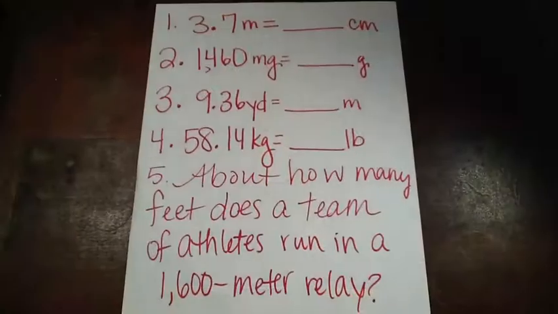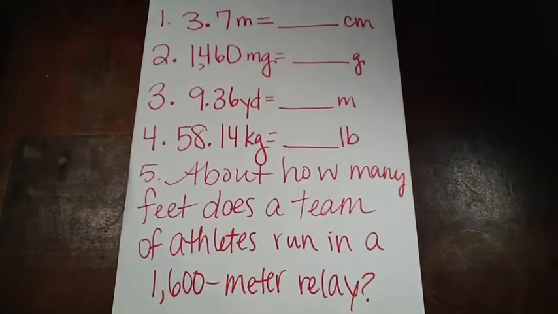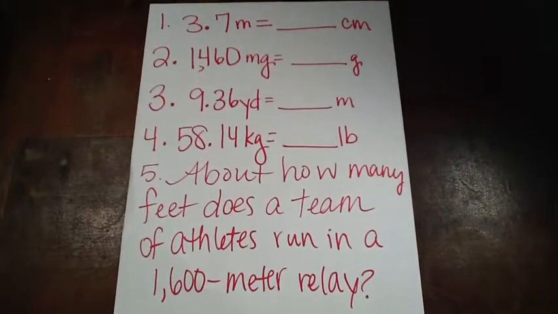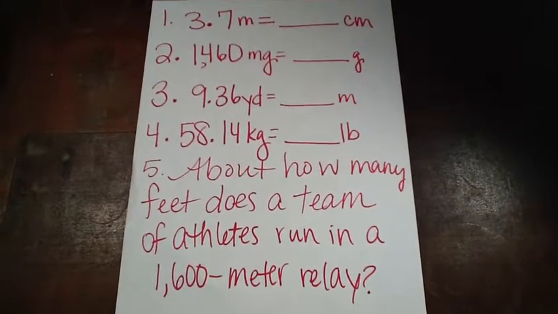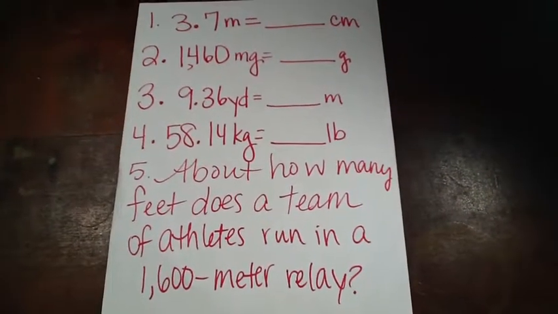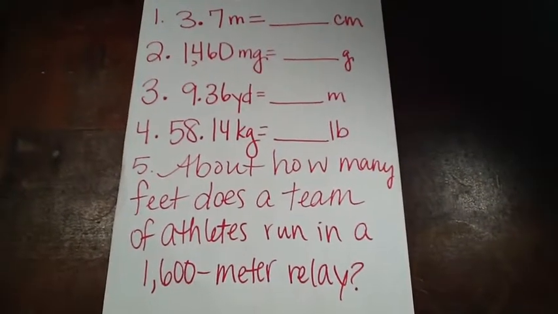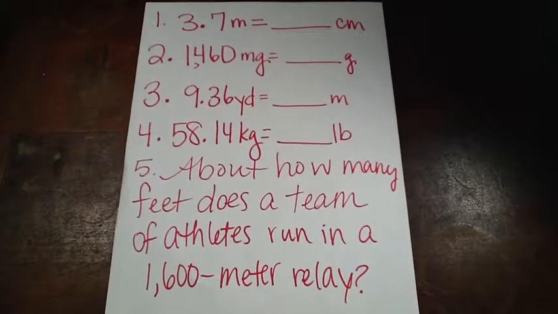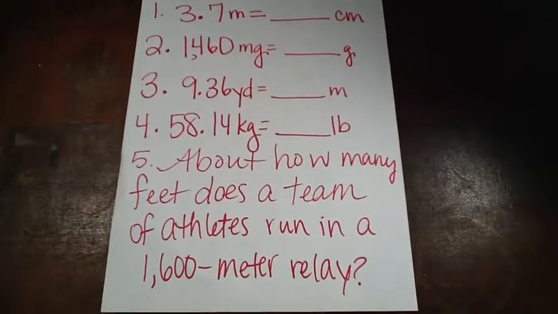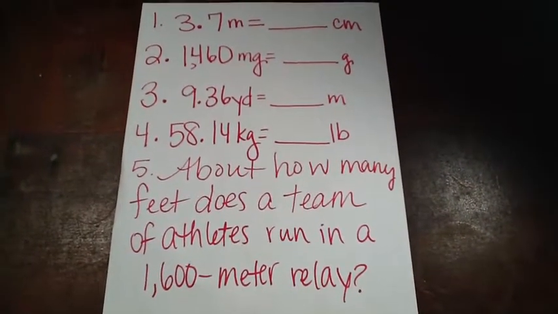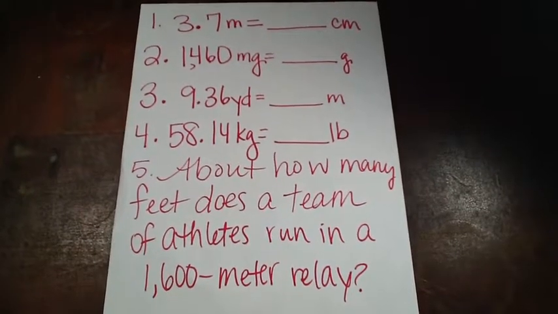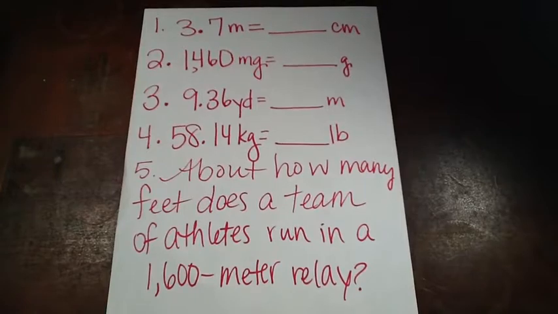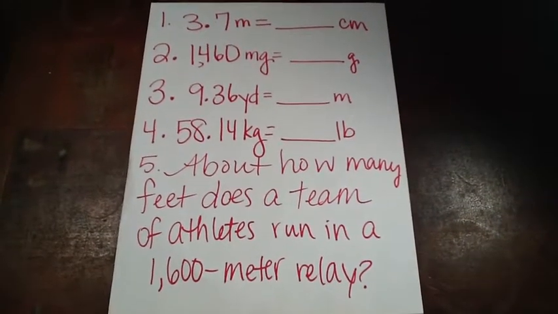Good luck. All right, you have 5 problems to solve for me. Numbers 1, 2, 3, 4, and 5. You can look at your conversion chart or your cheat sheet and figure out how to go from meters to centimeters, from milligrams to grams, from yards to meters, from kilograms to pounds. And the last one, it says about how many feet does a team of athletes run in a 1600 meter relay. So go ahead and do your best on this. We'll see what you get tomorrow.